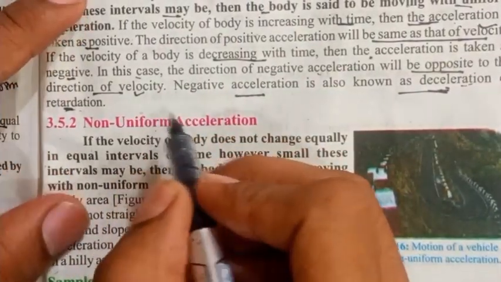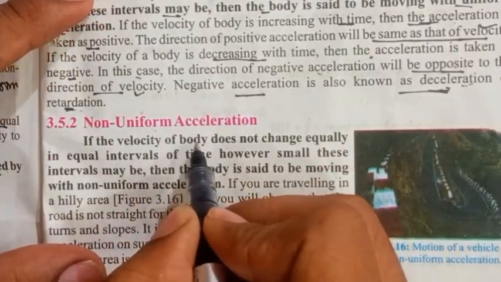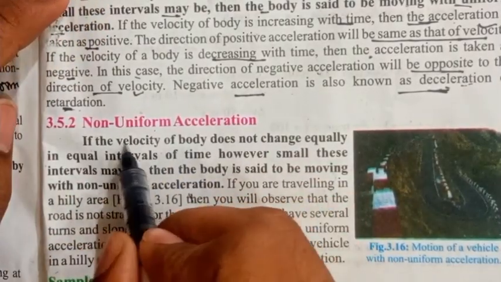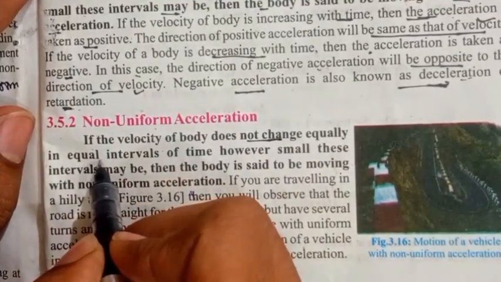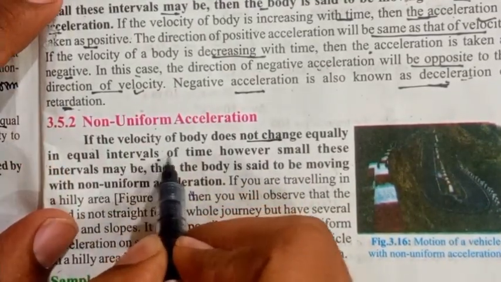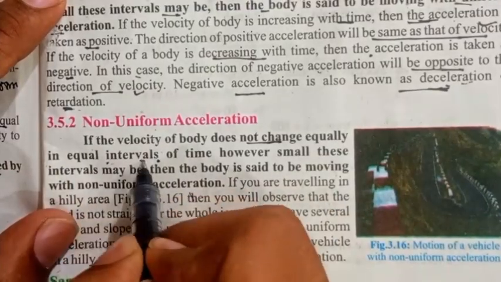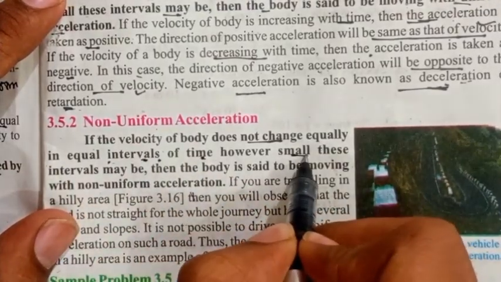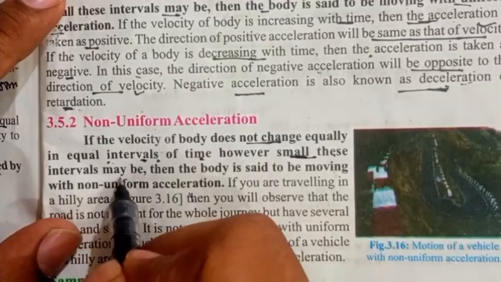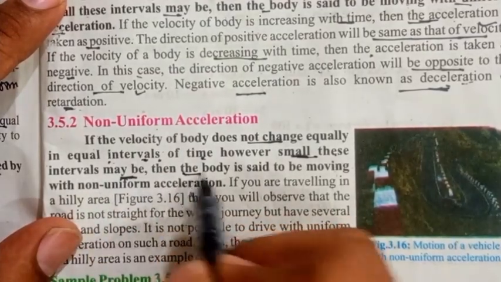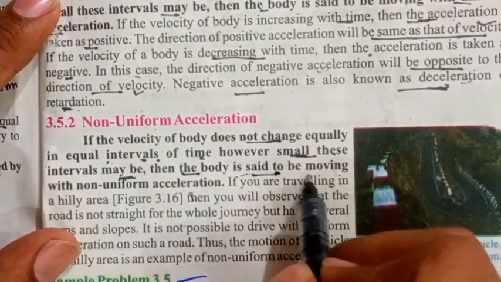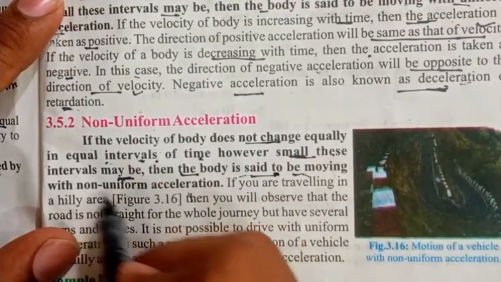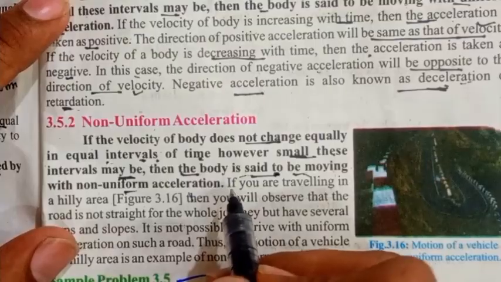Okay, come towards non-uniform acceleration. Here, if the velocity of a body does not change equally in equal intervals of time, however small these intervals may be, then the body is said to be moving with non-uniform acceleration.